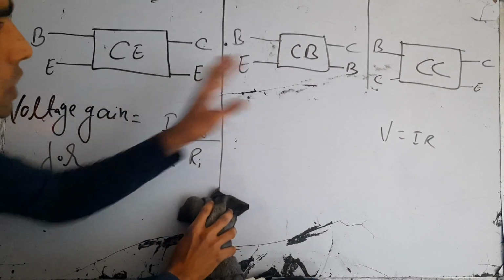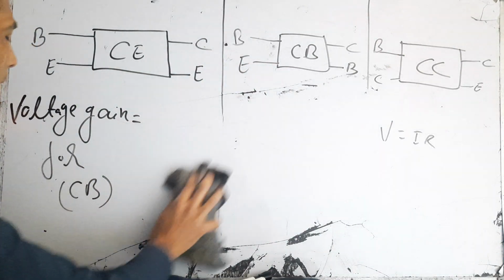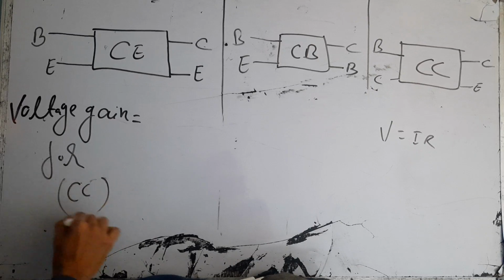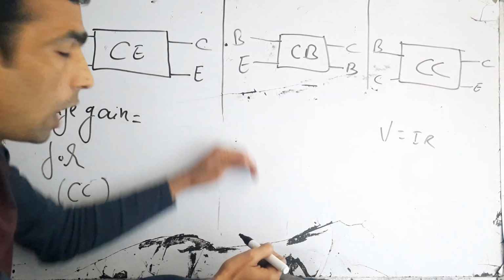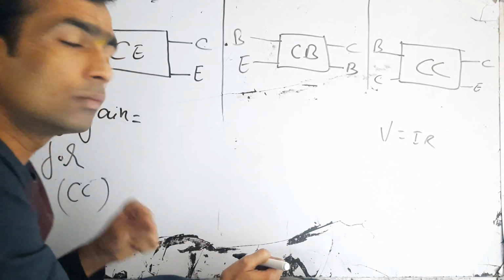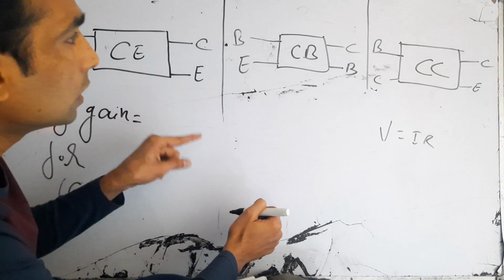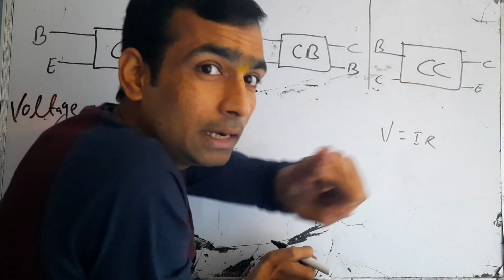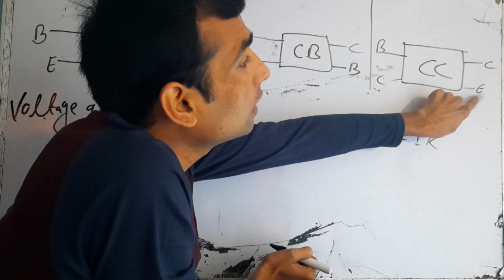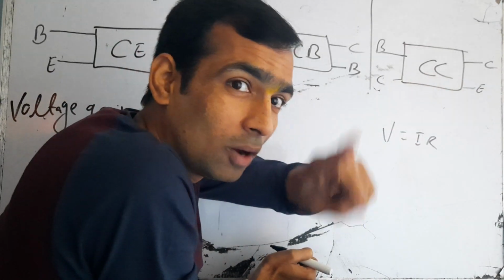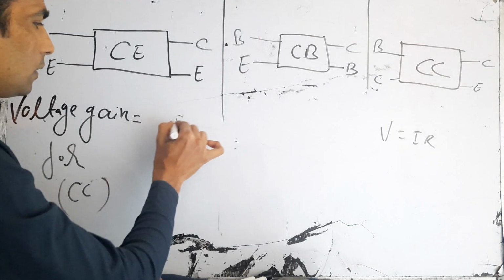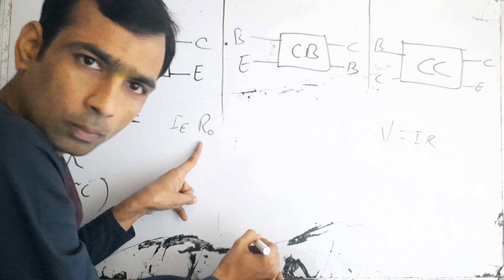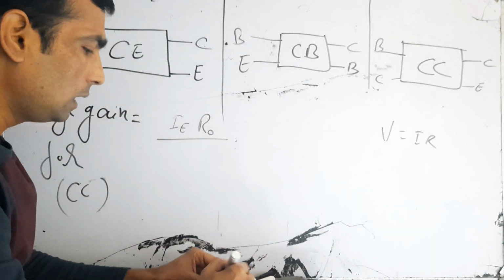So next, last one, voltage gain for common collector, CC. Voltage gain is output voltage upon input voltage. Output voltage means V equals IR. So what is the output current? You can't take IC. This is IE, because the collector is common. So this is IE into R naught, the output resistance, upon IE.